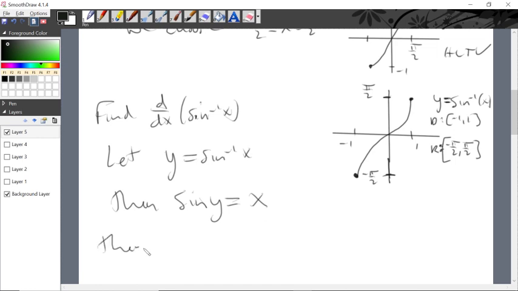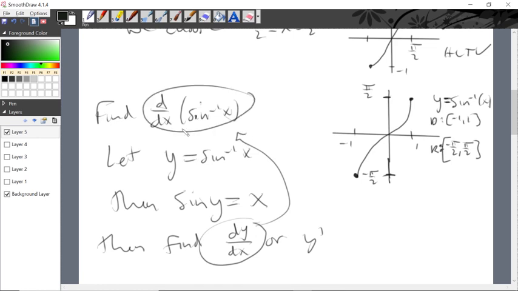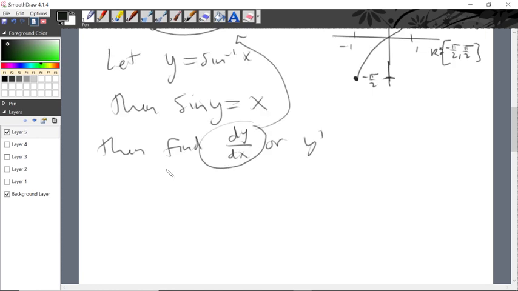We're trying to find the derivative of the arc sine of x, and if y is equal to the arc sine of x, then what we're being asked to find is dy/dx, or y prime, because dy/dx would be the derivative with respect to x of arc sine, since we let arc sine of x equal y. So we're trying to find dy/dx using this equation, and that's where we're going to need implicit differentiation.